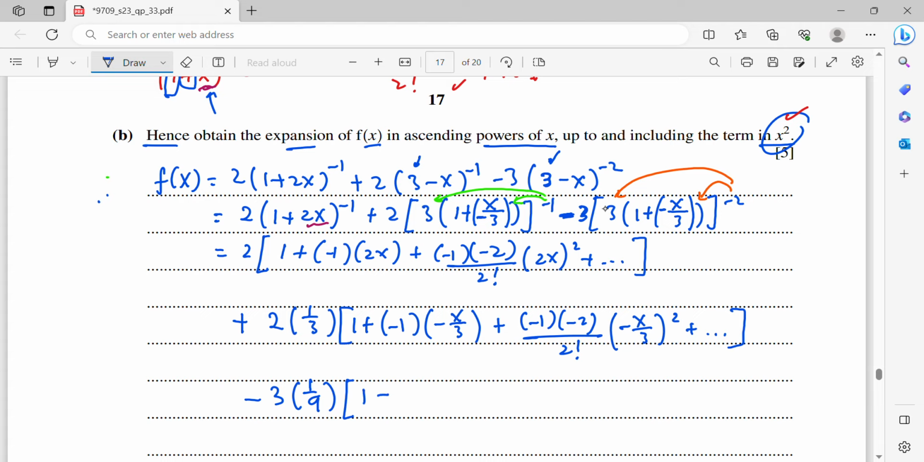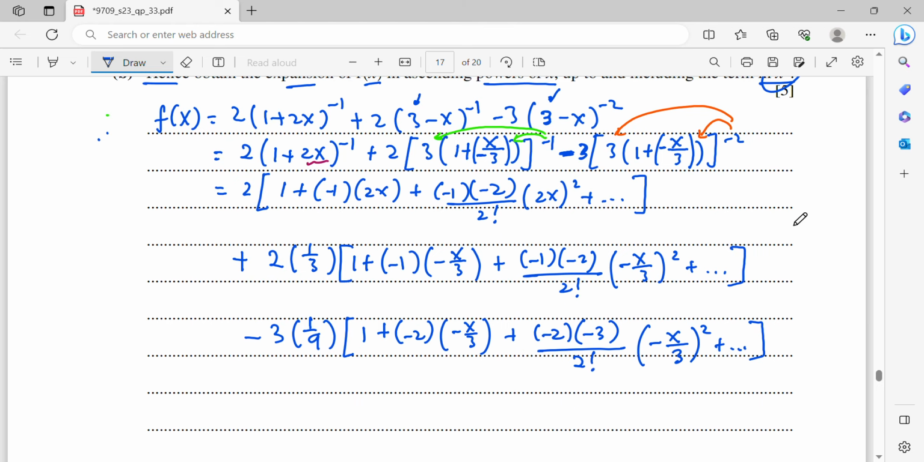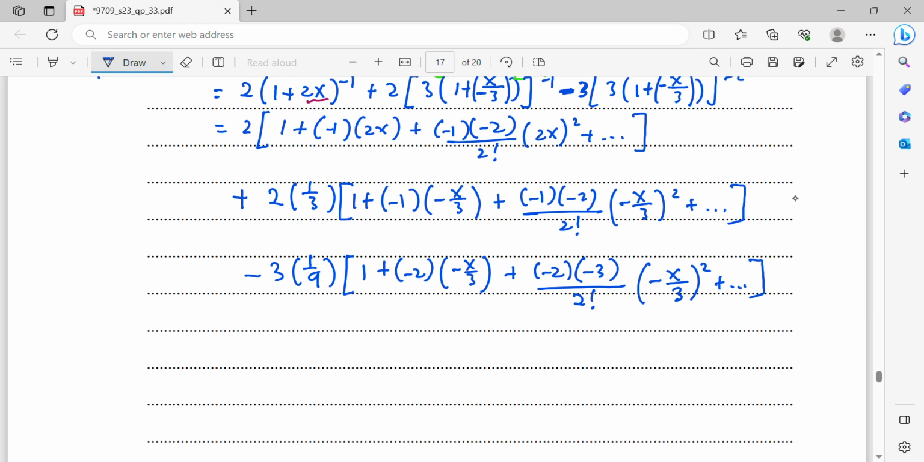So I will get 1 plus n x. Okay, plus, now my n is minus 2. So then the next one is n minus 1. So minus 2 minus 1, it is minus 3 over 2 factorial. After that, minus x over 3 squared. So these are my 3 expansions. So then, next step is to simplify all the terms.